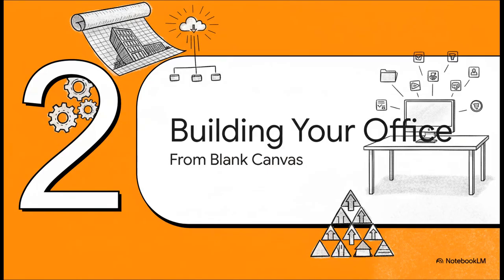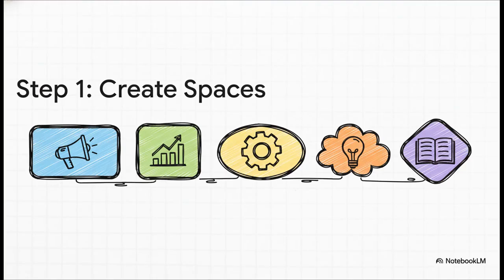Okay, so now that we get the theory, let's actually start building our digital office. We're going to go from a totally blank canvas to a fully functioning command center, and we'll do it one layer at a time. First things first, spaces. These are your big top-level buckets of work. A really good tip here is to keep them broad. Think marketing, operations, client work, because the free plan gives you 5 of them. It's generous, but it's a limit. Oh, and give each one a different color and icon. It makes finding things way faster.